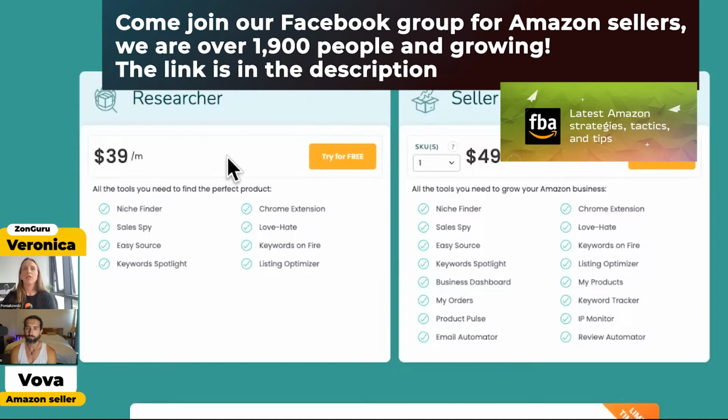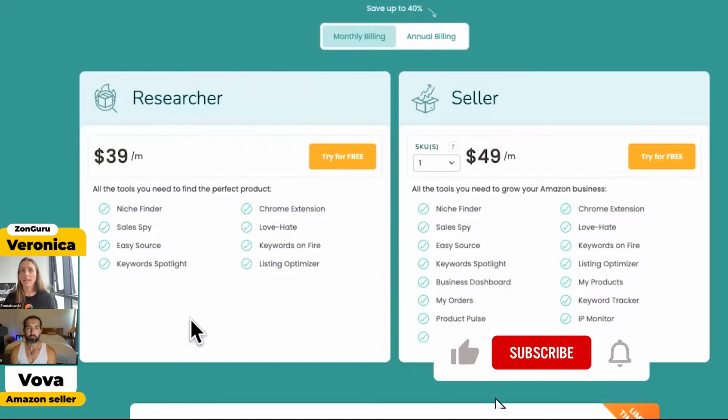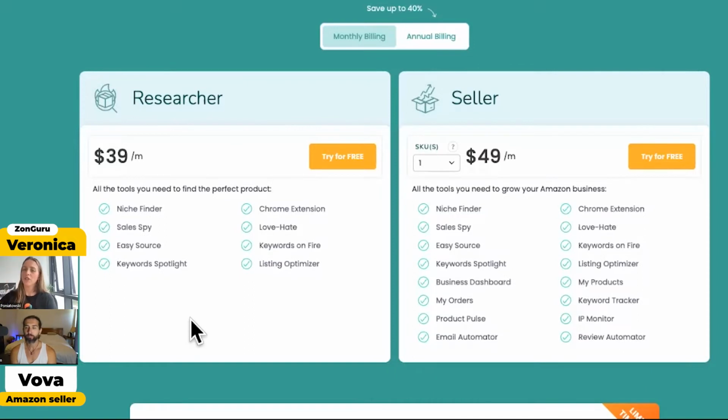Okay, so in the researcher plan, you have up to listing optimizer tool. So you have all the tools required for you to research your product, validate your product, and even create a listing. Okay, so you've got all the way up to there. And then once you go live and you need that connection with Seller Central, that's when you would move over to the seller account, and you have all the monitoring. So product pulse, keyword tracker, review automator, email automator, all of those tools available once you jump over to the seller account, and then have that connection to your Seller Central account. So that's the difference there.